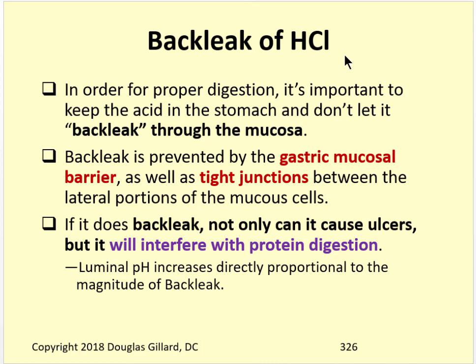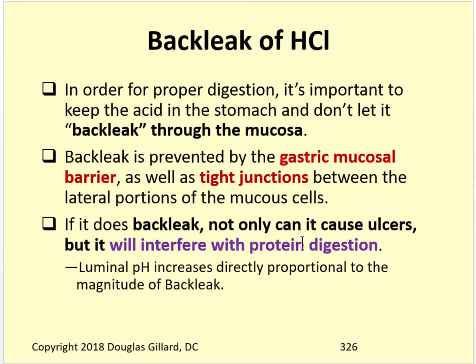In order for proper digestion, it's important to keep acid in the stomach and not let it back leak into the mucosa. And again, back leak is prevented by the GMB, gastric mucosal barrier, as well as the tight junctions. I can see a question like, what prevents back leak? Gastric mucosal barrier, tight junctions, and that vacuum cleaner action of the vessels in the lamina propria.